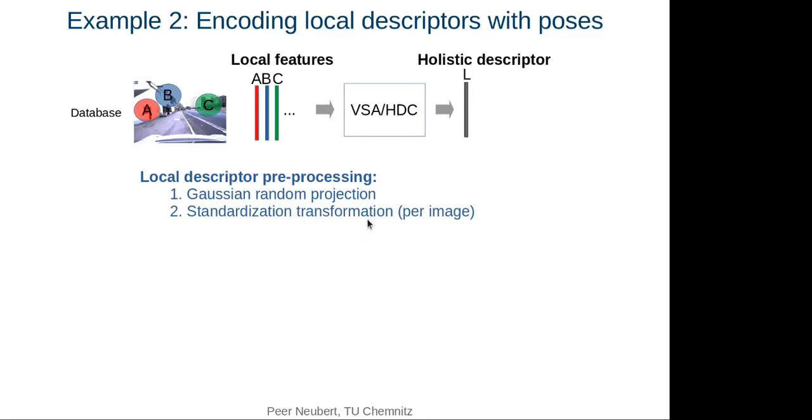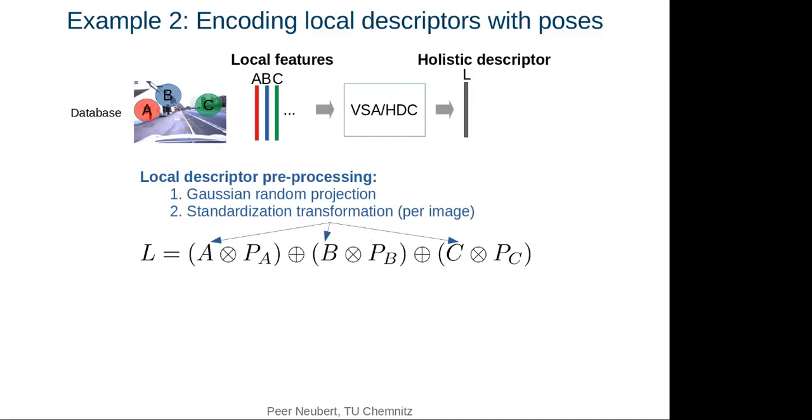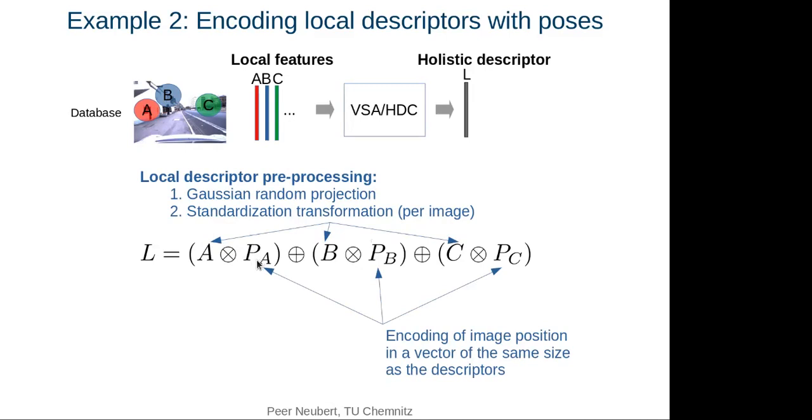And now we have some VSA equation. So the holistic descriptor is the bundle of those terms, and each of those terms is the result of binding one of those local descriptors to a position encoding. So that's pretty much the same what we have seen in the talk by Paxton-Frady and Brent Comer, right? So these are just encodings of image positions in a vector of the same size as the descriptors.